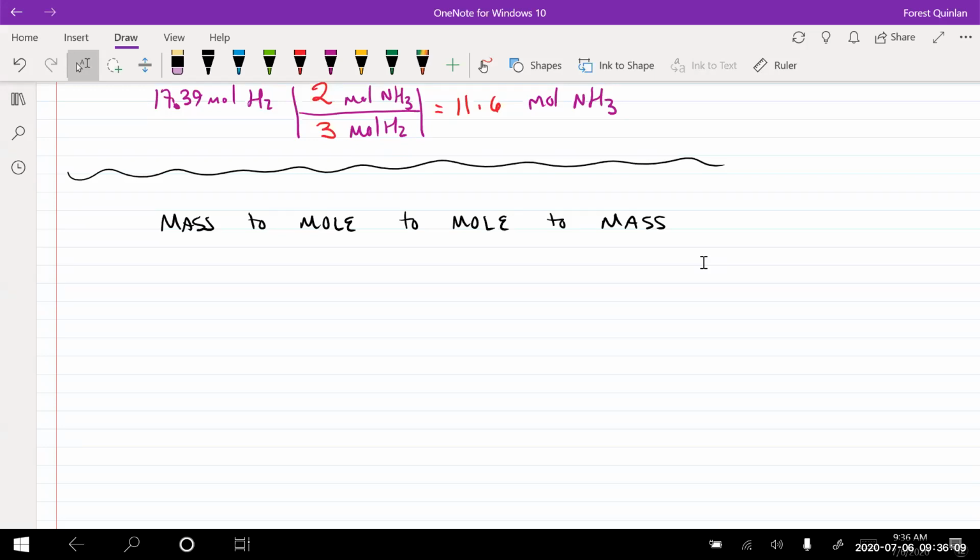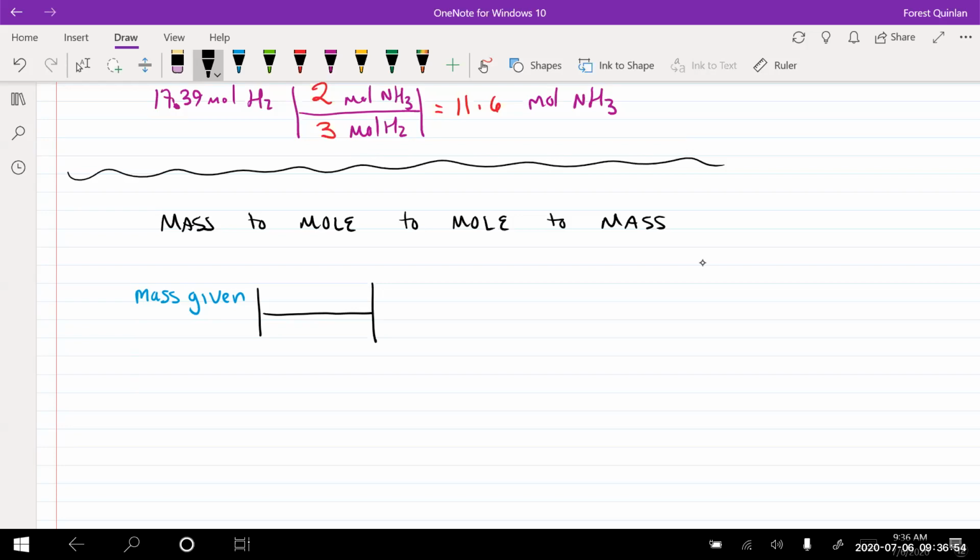Here's how it works. What you do is you start with the mass of your given substance. So your initial weighing of something. Or I may say, you have this many grams of a reactant, how much product will I make? So you start with the mass that you're given. Then you need to convert that to the moles of the thing you're given. So how do we go from mass to mole? Simple, the periodic table.